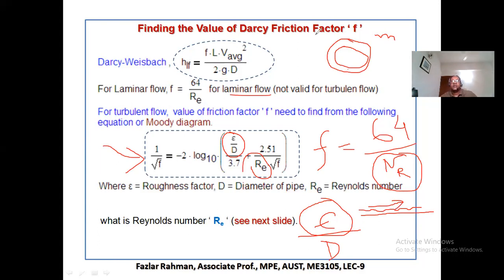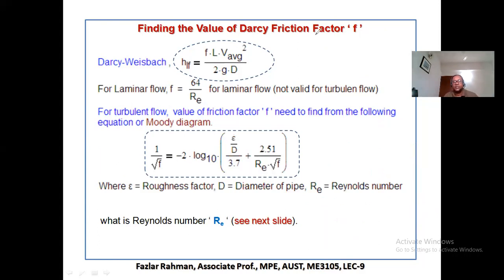So from this slide, what we learn is that Darcy-Weisbach's equation is good. This equation we can use for both laminar and turbulent flow. If flow is laminar, we can directly figure out the friction factor by using this graph. If flow is turbulent, then we can use this graph.